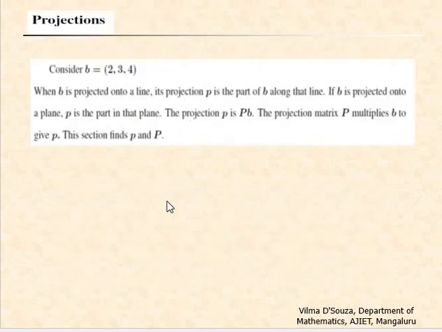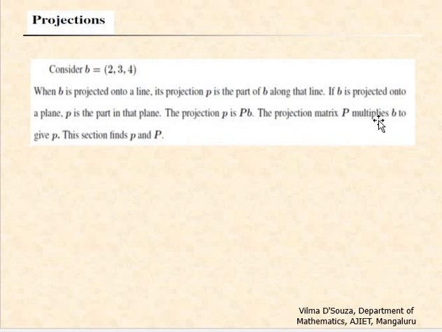Okay, now how do you find the projection? What do you mean by projection? Suppose you consider b equal to (2, 3, 4). When b is projected onto a line, its projection p is the part of b along that line. If b is projected onto a plane, p is the part of b in that plane. The projection p is Pb.